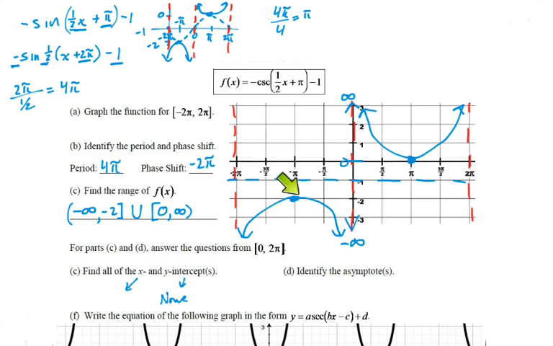And then for the x-intercept, I'm going to say pi. You can say pi, then pi 0, or just x equals pi. However you like. There you go. That's those two answers. And then we have D.